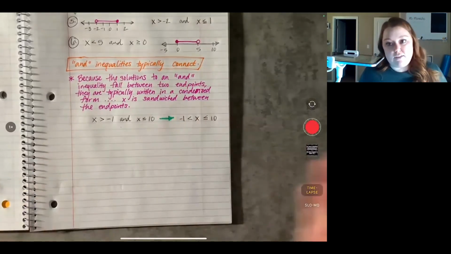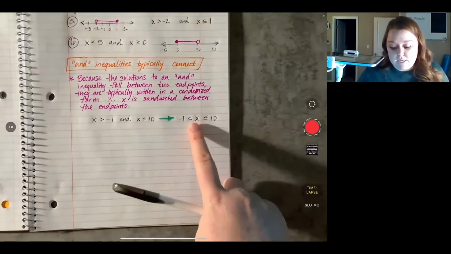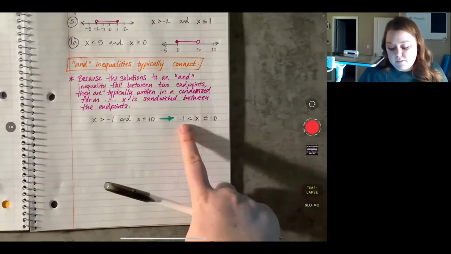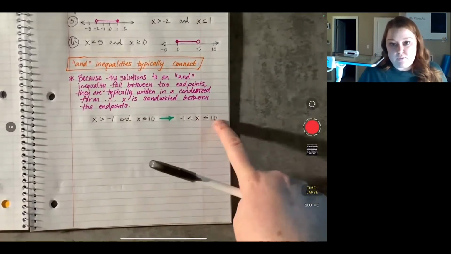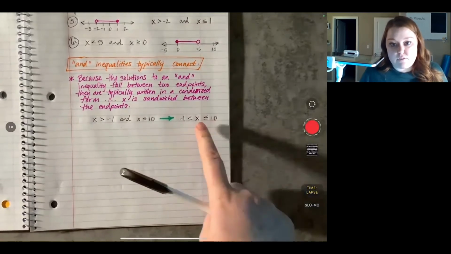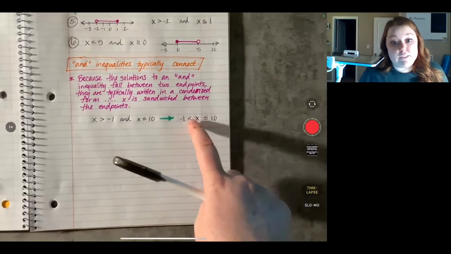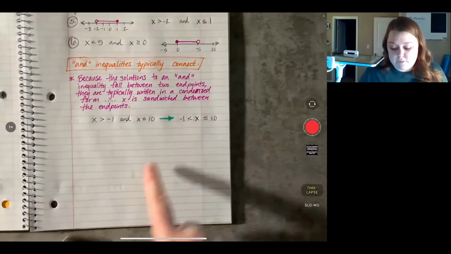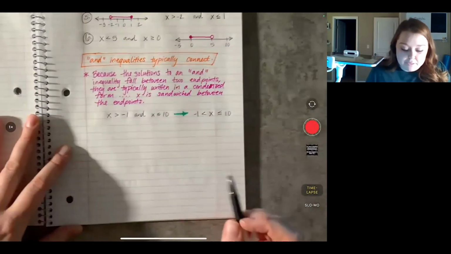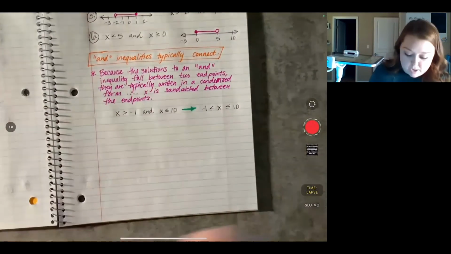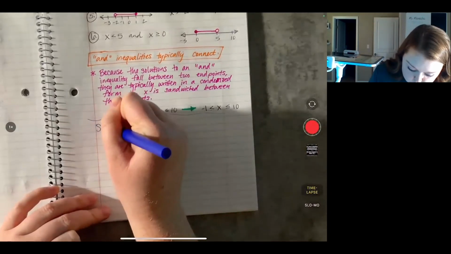One thing to notice is your symbols go in the same direction here. That's how you know it's an and statement. x is between those two. You can say it two different ways: -1 is less than x, which is less than or equal to 10. You can also say that x has to be less than or equal to 10 and greater than -1, because the alligator's chomping towards the x, so the x is bigger than -1. Now let's talk about solving and inequalities.